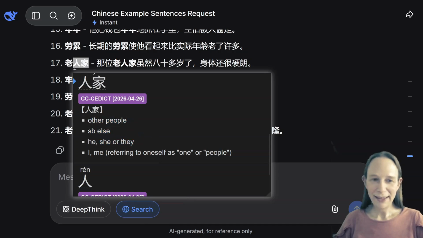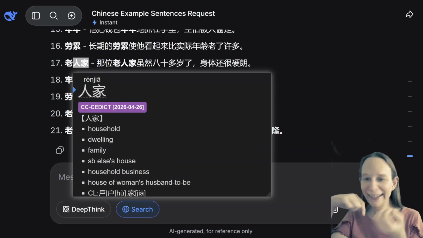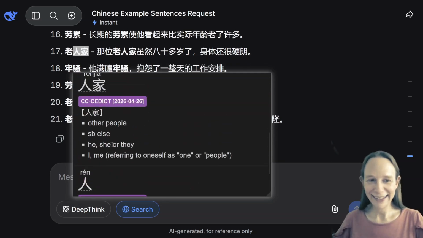Pronouns. One time I got my nails done, and the person there referred to me as 人家, and that caught me by surprise. That was the first time I got 人家. I was like, oh, all right. So she referred to me as 人家.